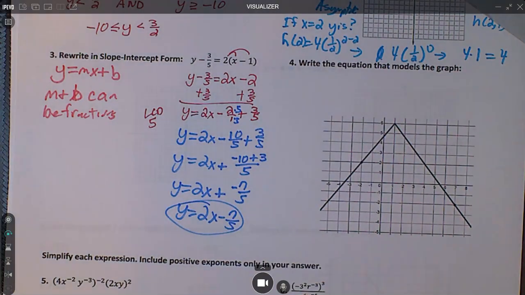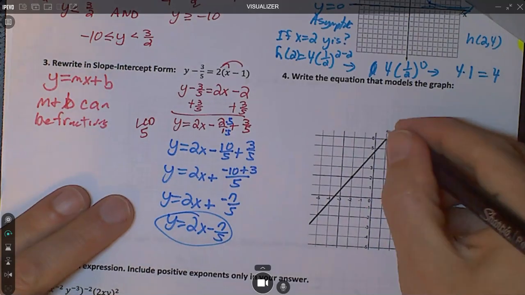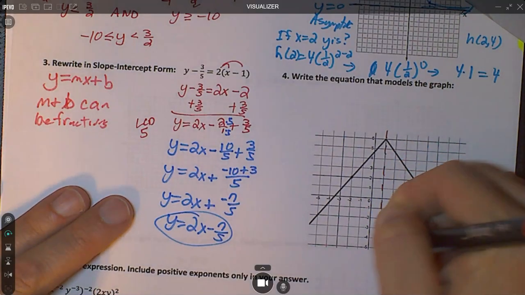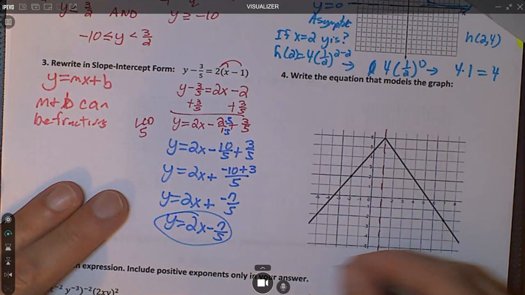I'm not going to write the piecewise definition. This is absolute value.